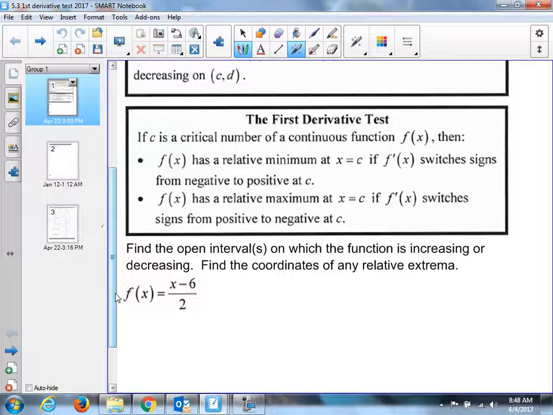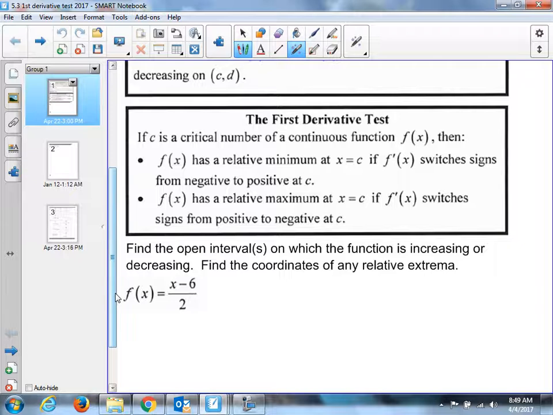The first derivative test. If c is some number you solve for, like the number 5, it's a critical number of a continuous function f of x, then the function has a relative minimum value at c if the derivative switches signs from negative to positive. More about that once we draw it. And the opposite is true: relative max if the derivative switches sign from positive to negative. We'll see what we mean in a second, because right now it would be just memorizing stuff, and I don't want you to memorize this. We'll talk about it in a minute.